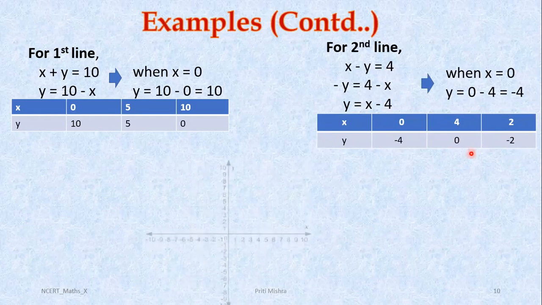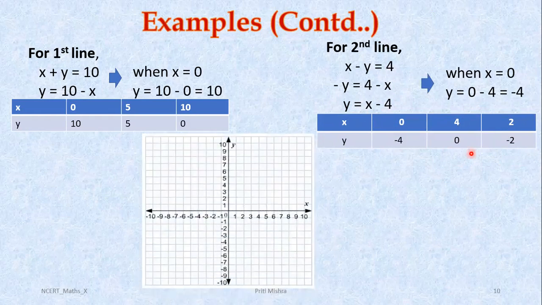Now let's start plotting the graph. First, we will plot this first line only. After that, we will plot the second. So for the first line, we have to plot the points 0, 10. See, here we have 0, 10, then 5, 5, then 10, 0. Now we will join all these 3 points. After joining, we get this red line here, which represents x plus y is equal to 10.